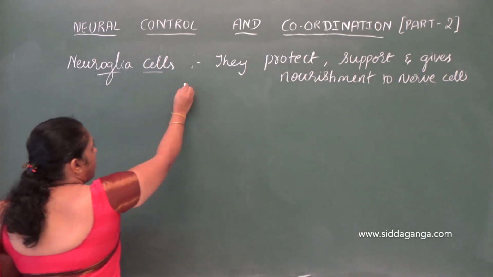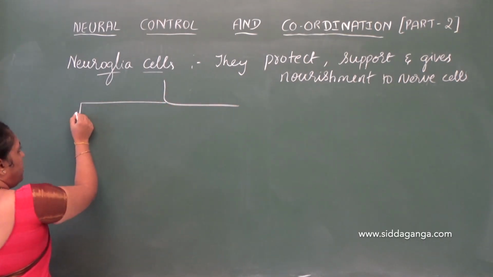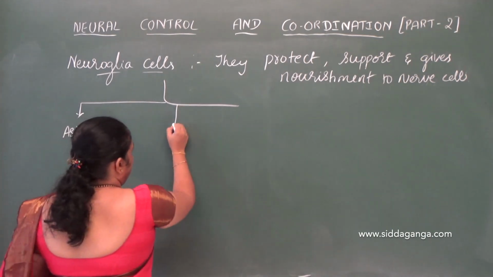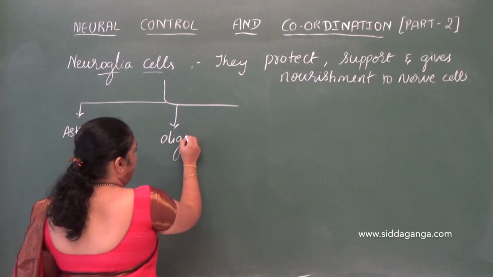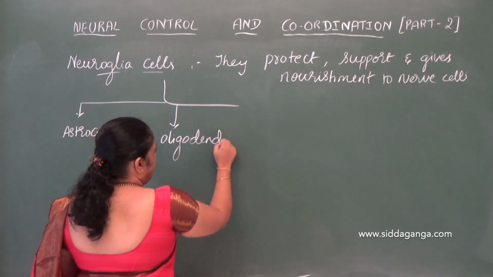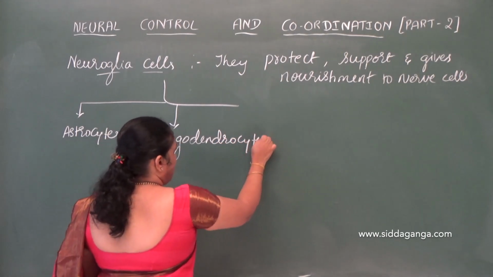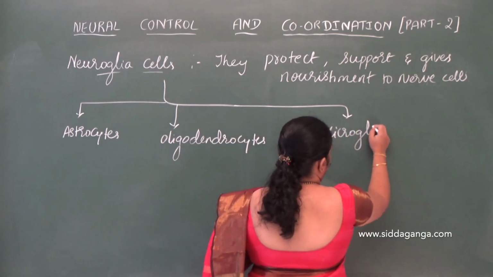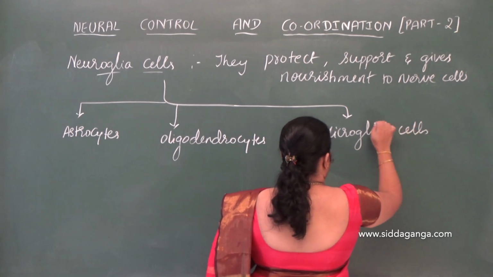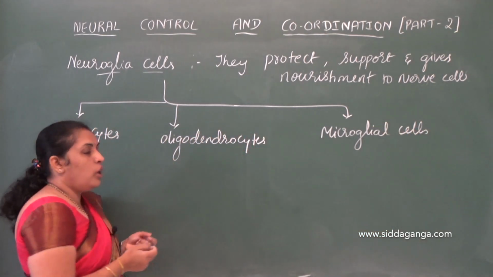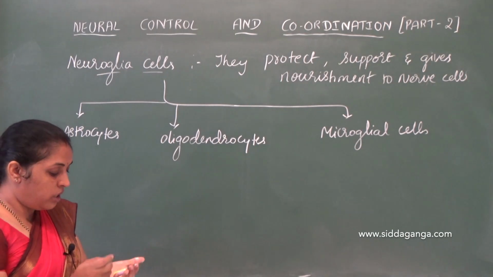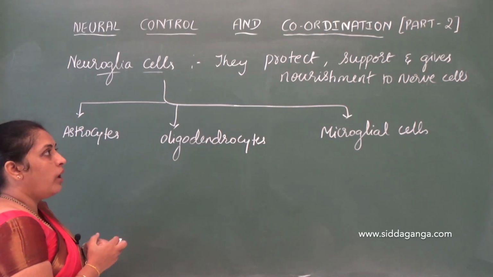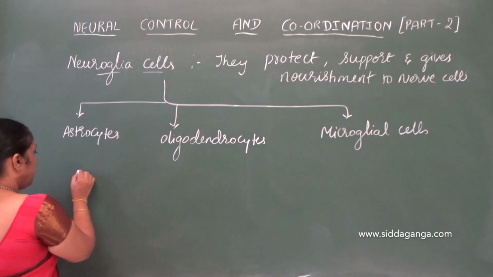These neuroglial cells are of three types. One is astrocytes, another one is oligodendrocytes, and microglial cells. These neuroglial cells do not have dendrites or axon. They have processes from the cell body, but they don't have dendrites or axon.